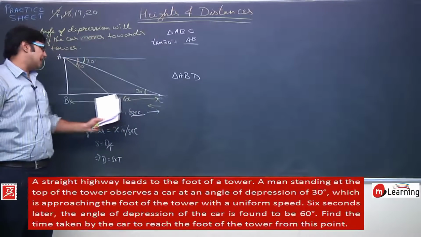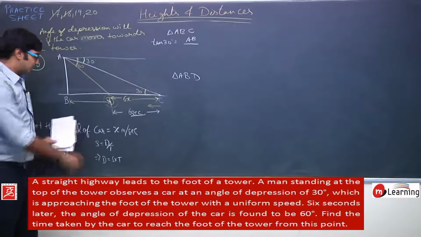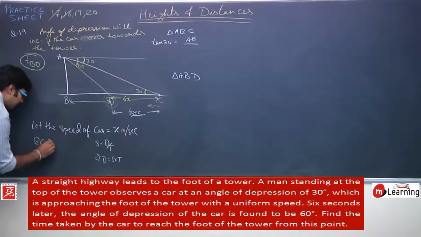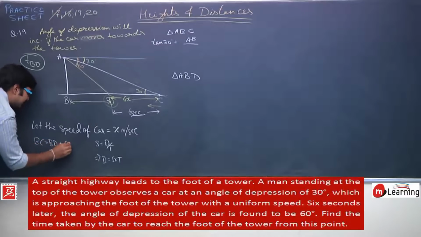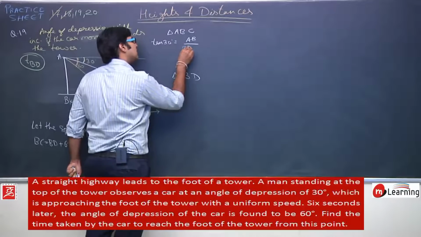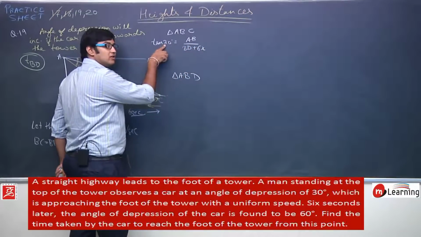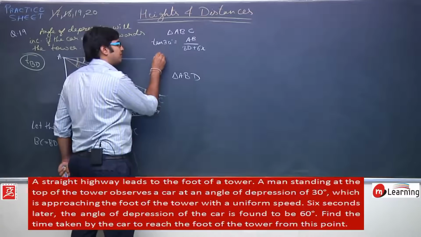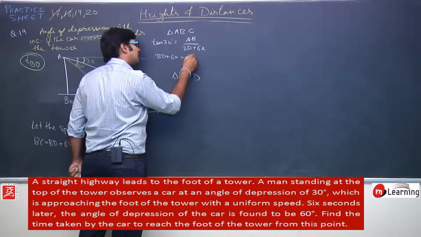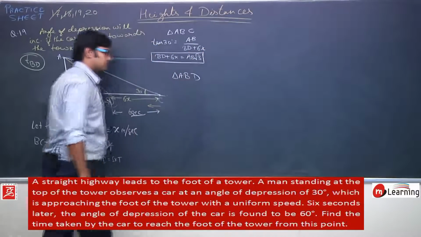In place of BC, I can write it as BD plus 6x. Okay, BC is equal to BD plus 6x. Now tan 30 is 1 upon root 3, so you will get BD plus 6x is equal to AB root 3. This is a condition.